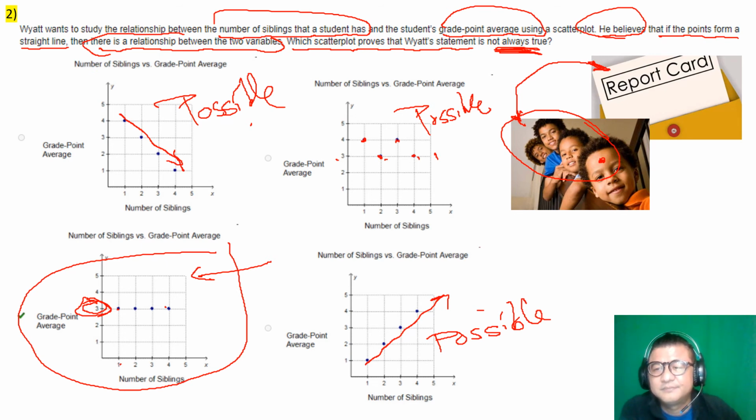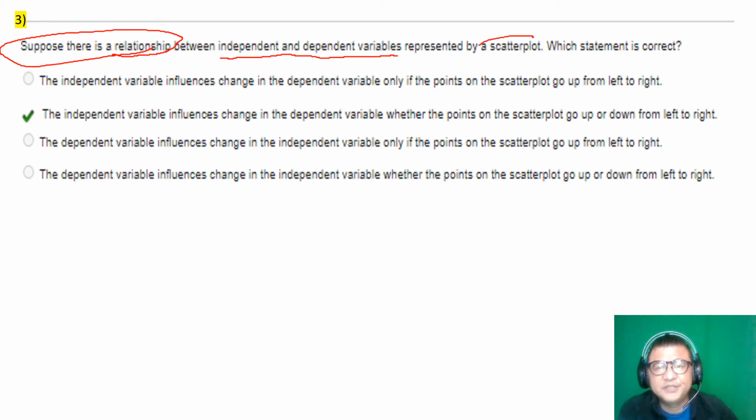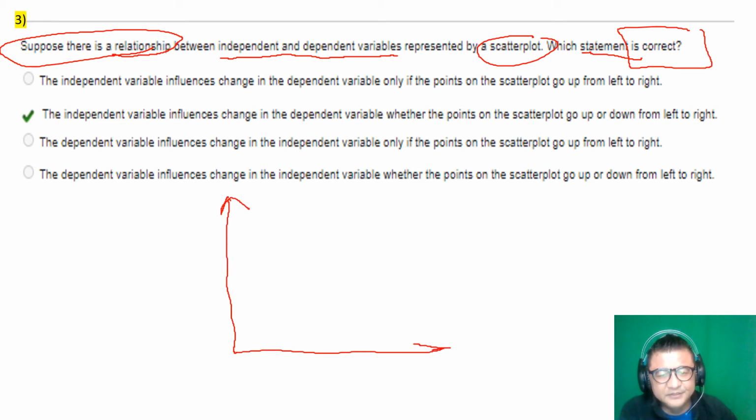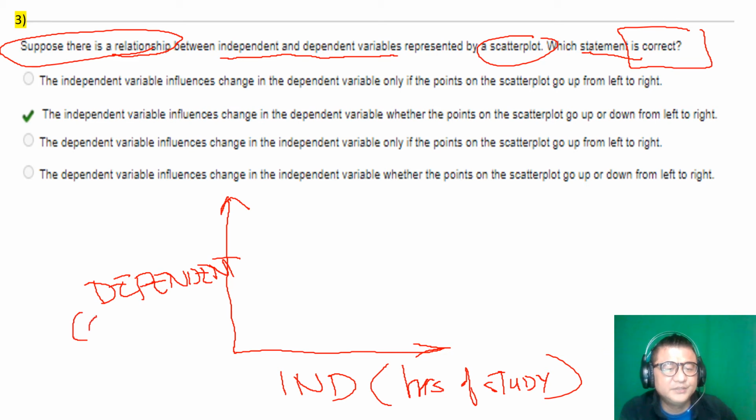Got it? All right, so let's read the situation. Suppose there is a relationship between independent and dependent variables represented in a scatter plot. Which statement is correct? Only one statement here is correct. Okay, let's look at the dependent and independent first. Let's say this is the independent. This is the dependent. Let's say this is the number of hours of study. Let's just give a concrete example. And this is the grade you get.